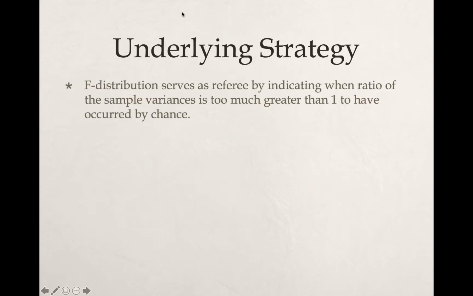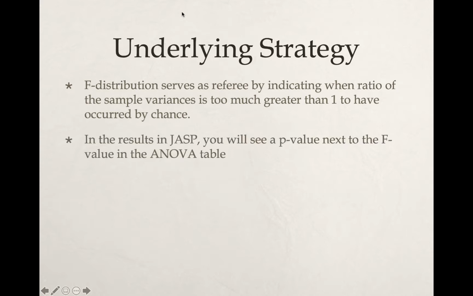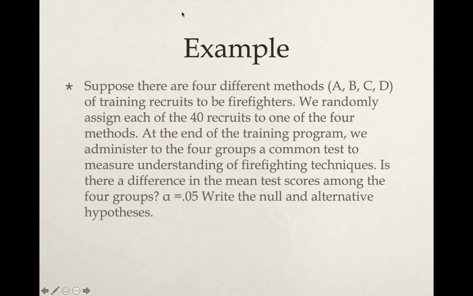So we are going to use the F distribution. So far in this class, we've talked about the normal distribution, we have talked about the T distribution, and now we are on the F distribution. The F distribution serves as a referee by indicating when the ratio of the sample variance is too much greater than 1 to have occurred by chance. So that's where we're going to get our p-value from. In the results in JASP, you will see a p-value next to the F value in the ANOVA table.